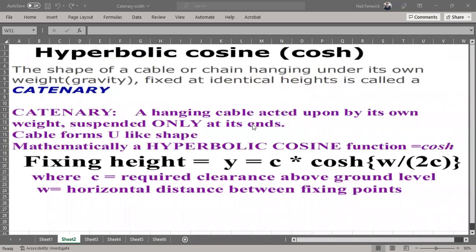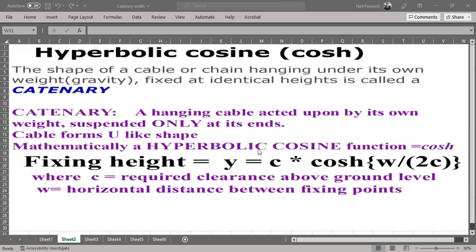Hi there. This video is an update to the original Catenary video. The original video calculated the fixing height using the Cosh hyperbolic function, given a known ground clearance and a desired fixing width. How do we calculate the necessary fixing height to match the ground clearance and the width of the cable suspension? So a catenary hangs under its own weight.